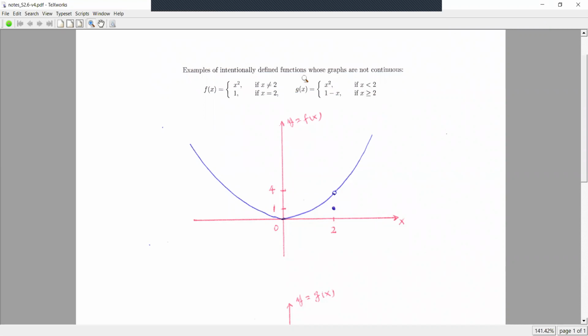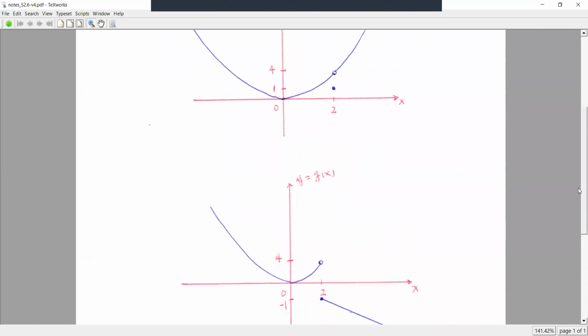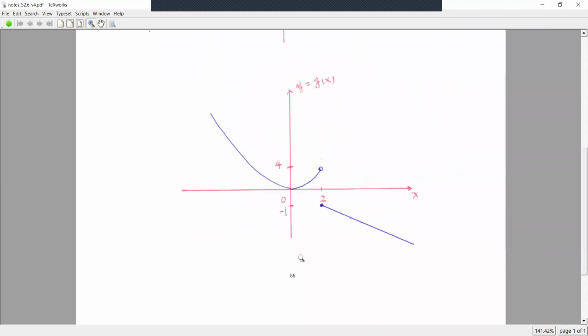Now, I plot the graph of this function. From the diagram, we can see that the function is continuous everywhere except at the point 2. At the point 2, at x is 2, we intentionally make the function not continuous.